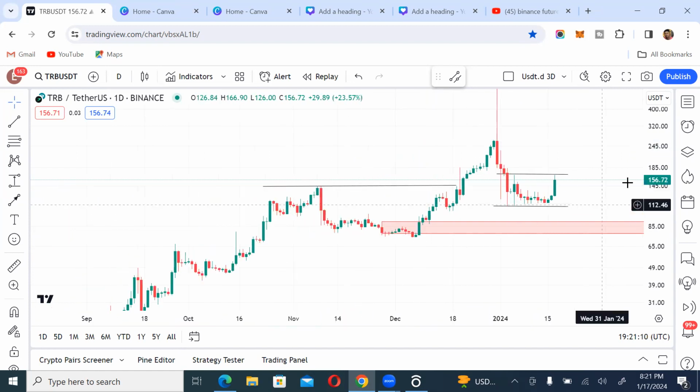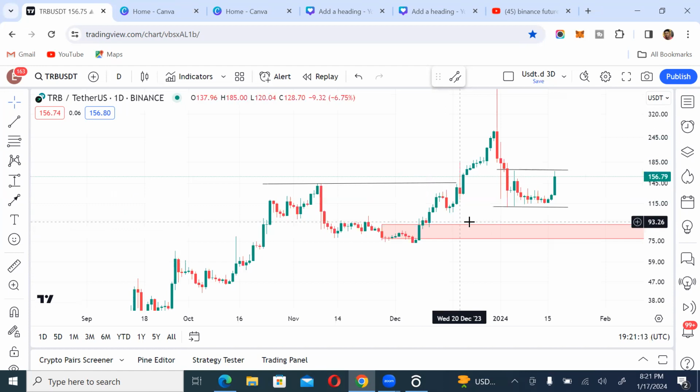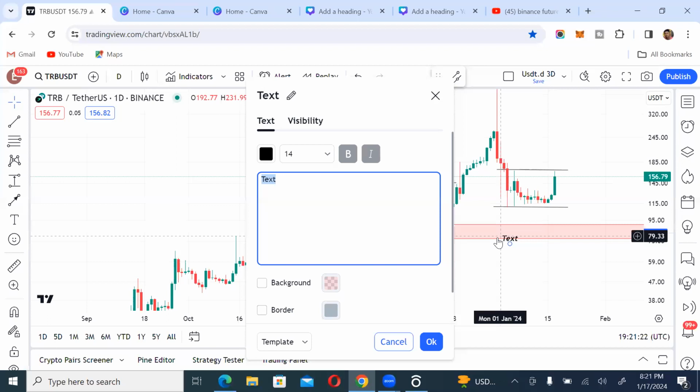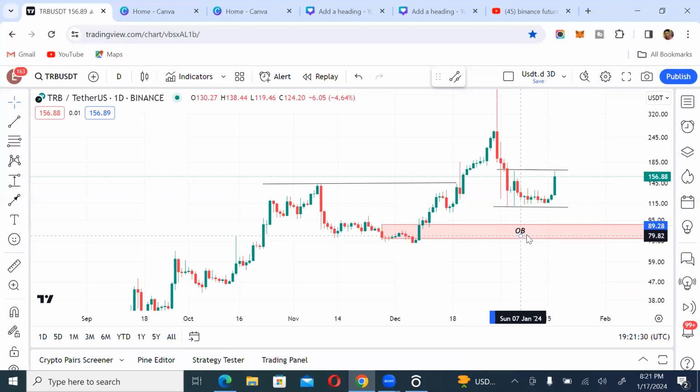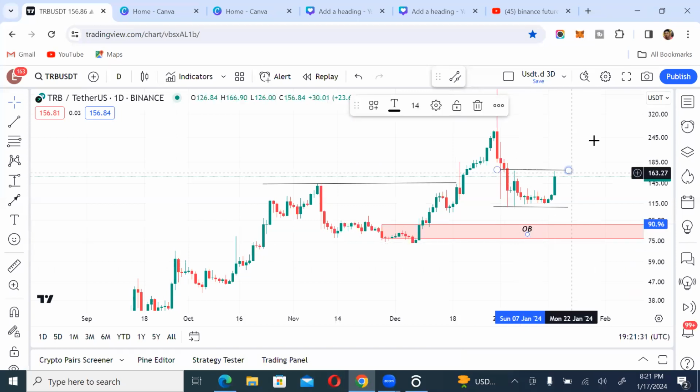All right? When price breaks structure and you start seeing a range above the order block. This is the order block here, at the bottom. This is the order block right here. Can you see it? Yes, good.